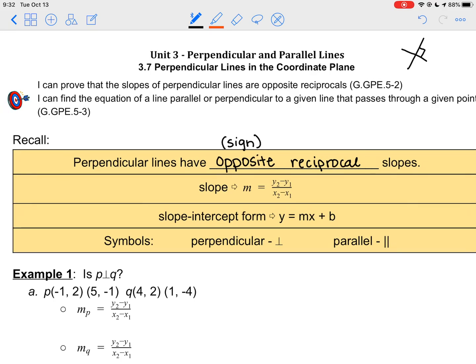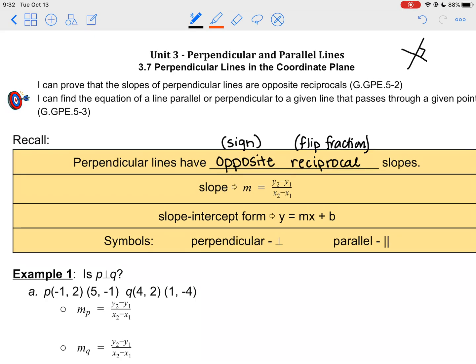Reciprocal is talking about the fraction as you write it. So as a rise over run, you're going to have to flip that fraction. So we flip the fraction over to make it a reciprocal. So we change the sign and we flip the fraction to make opposite reciprocal slopes.